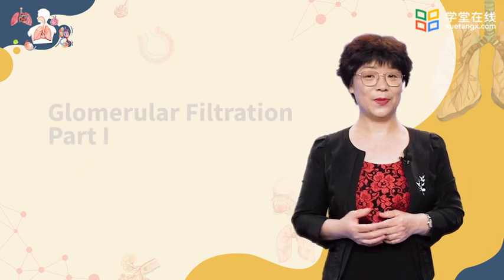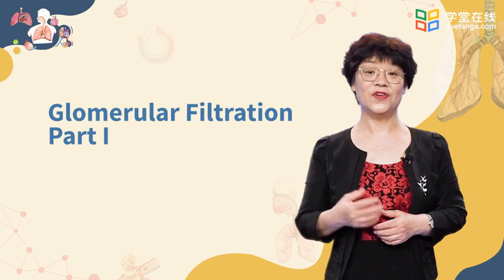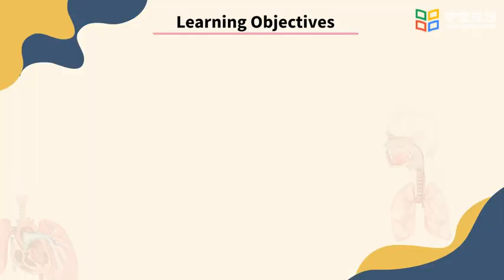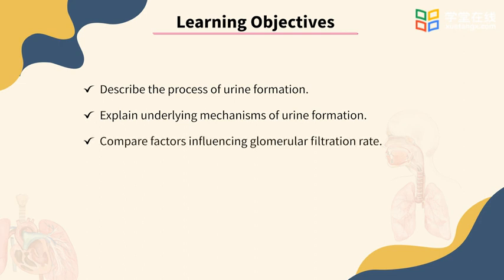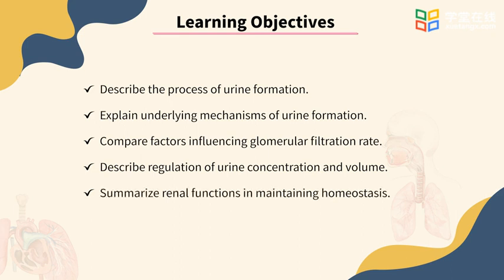This week, we talk about the physiological functions of the kidney. Here are the learning objectives of this chapter. After we go through renal physiology, you will be able to describe the process of urine formation, explain the underlying mechanisms, and compare factors influencing glomerular filtration rate. Describe regulation of urine concentration and volume, and summarize renal functions in maintaining homeostasis.